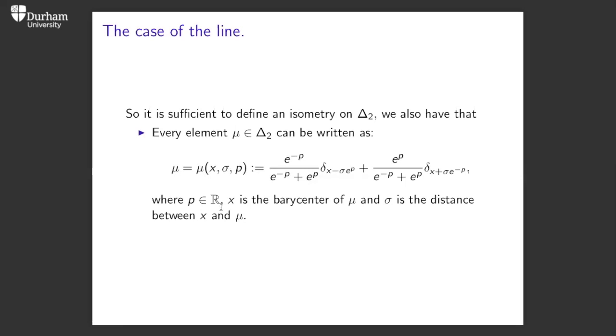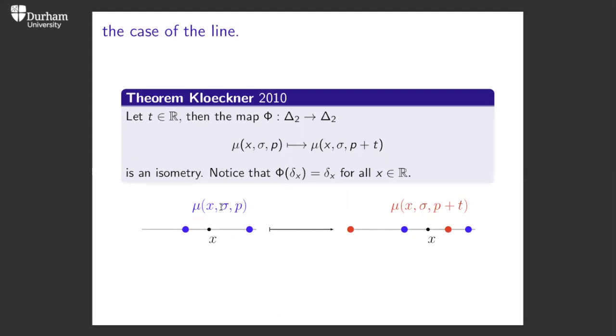So with this expression of the measure, I can define a map in this way. Pick some t, a real number. And I define a map from delta 2 to delta 2 simply by taking a measure, mu, with parameters x, sigma, and p, to another element of delta 2, but now with parameters x, sigma, and p plus t. That is, I'm changing the mass given to each of the atoms. Also notice that if I have a Dirac delta, it will fix it. The barycenter of a Dirac delta is itself.